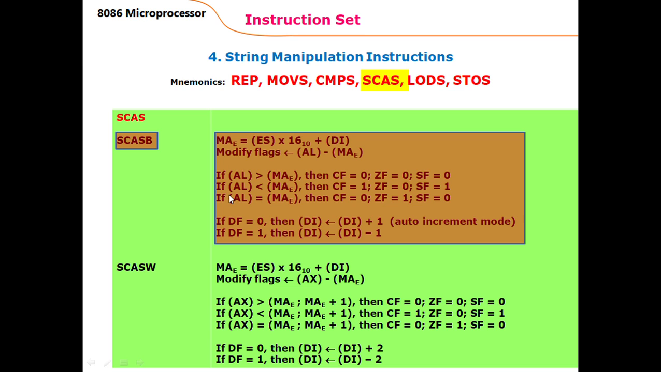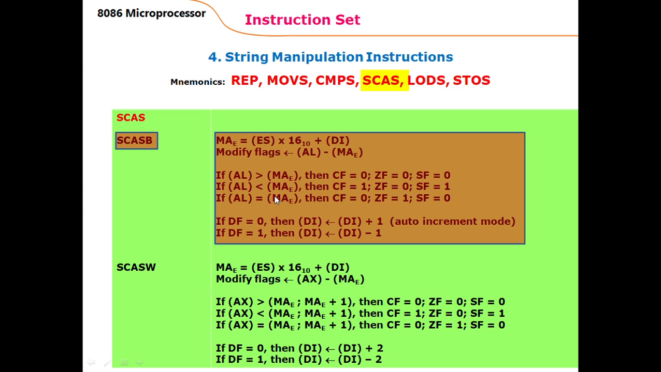And if the two values, or the two bytes, are the same, then no carry is needed and no borrow is needed, so the carry flag is 0. And as the result is 0, the zero flag is set to 1, and the sign flag is 0 because the result is still positive.